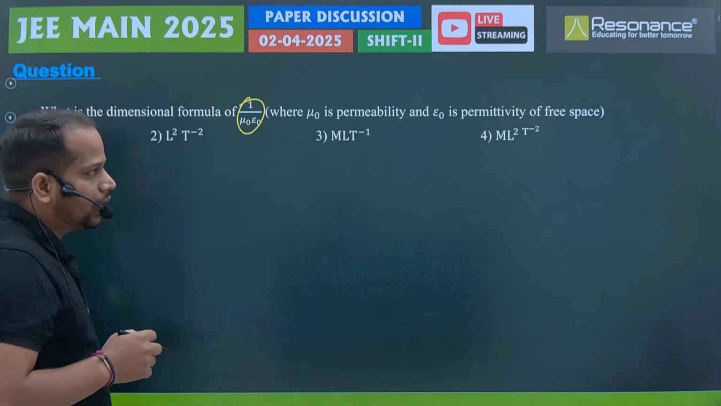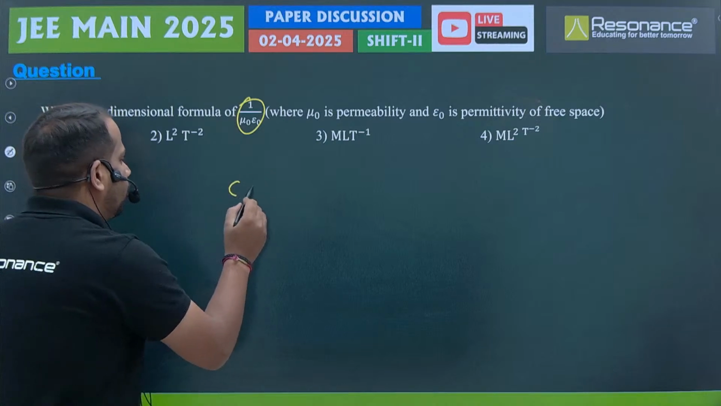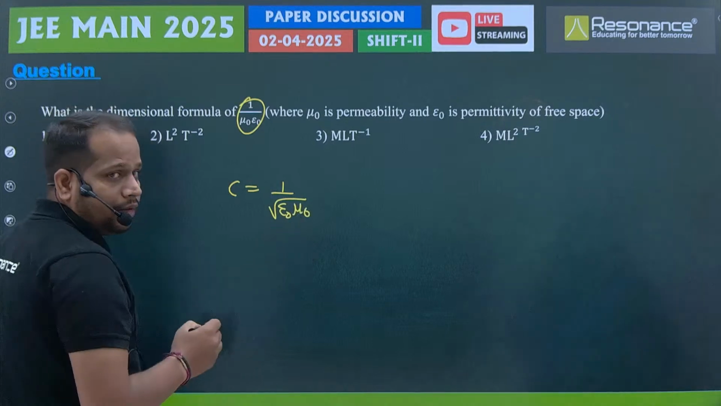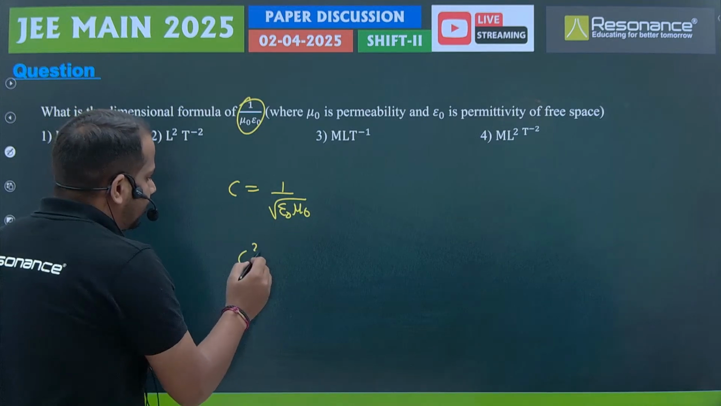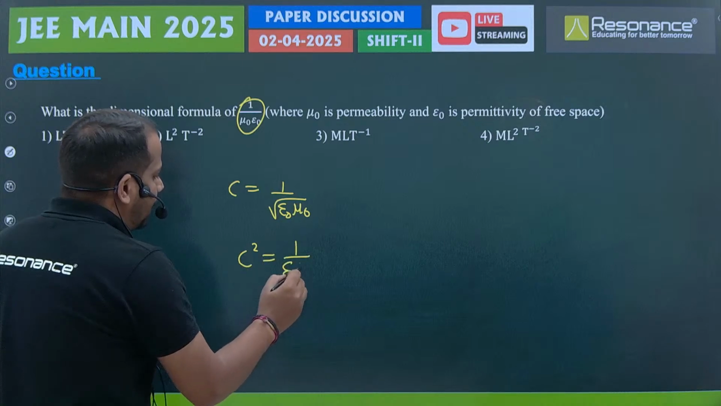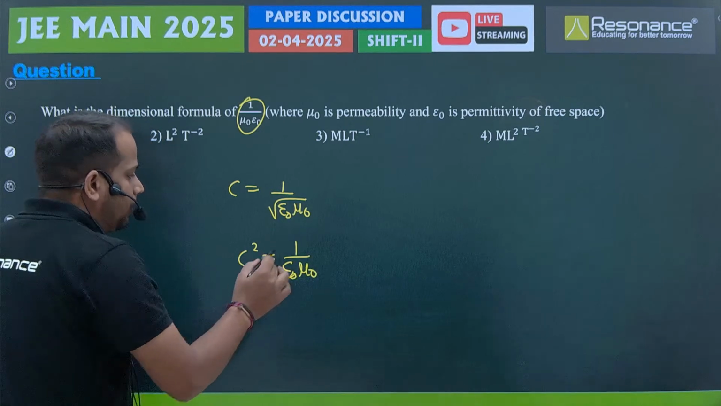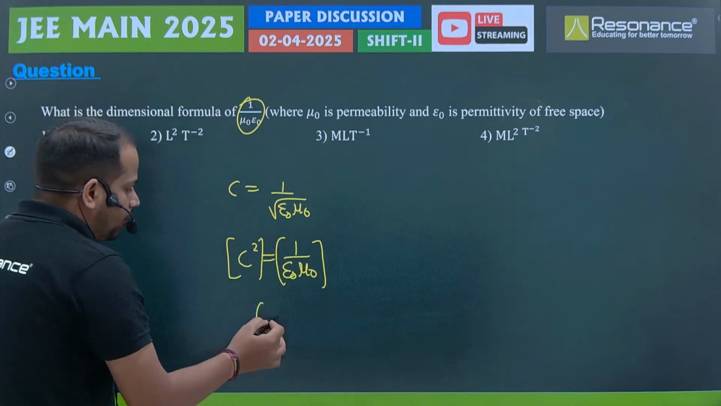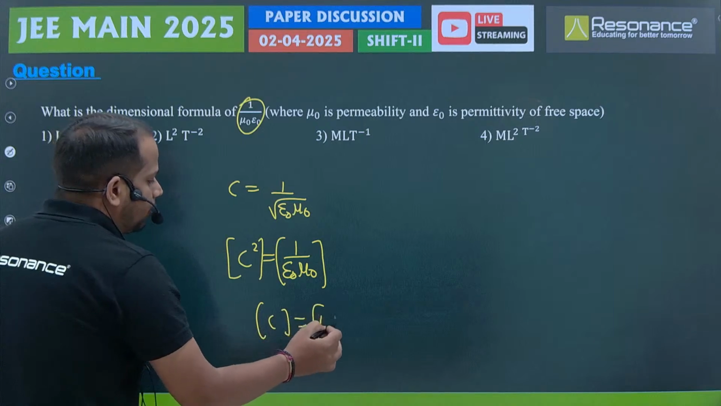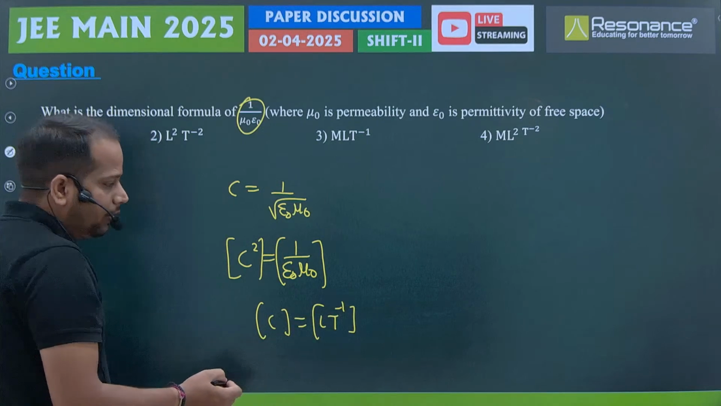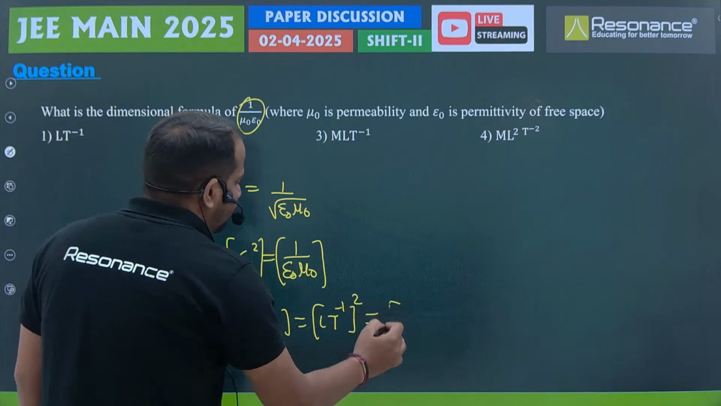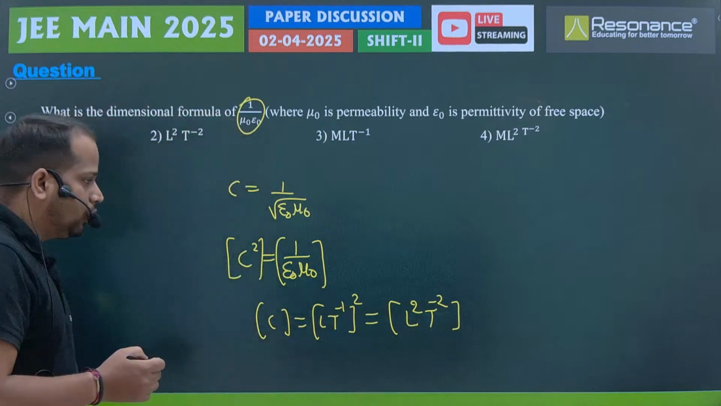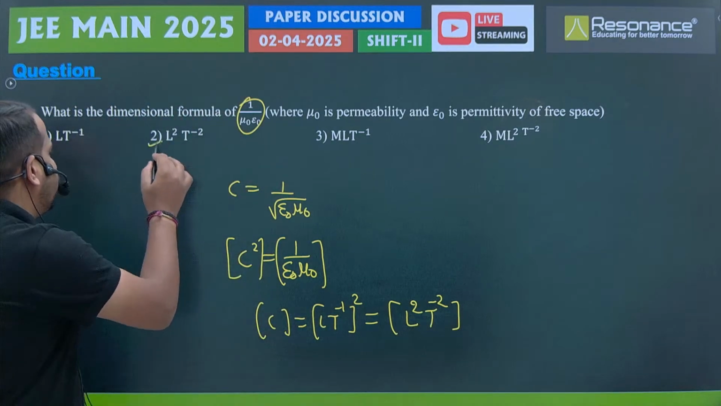Now, in this one, what is c? We all know c is equal to 1 by root over epsilon naught mu naught. So if we take c square, this is 1 by epsilon naught mu naught. So simply in place of the dimension of this, you can write the dimension of c square. The dimension of c is LT minus 1, it's basically speed, and this is squared. So you can say this is L2 T minus 2. Which option is matching with this? Option 2 is matching with this.